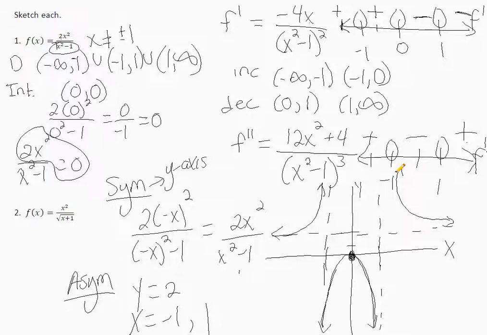I do want to say that I don't have any inflection points because this doesn't change from concave up to concave down. So an inflection point is where the second derivative equals 0, where I change concavity.